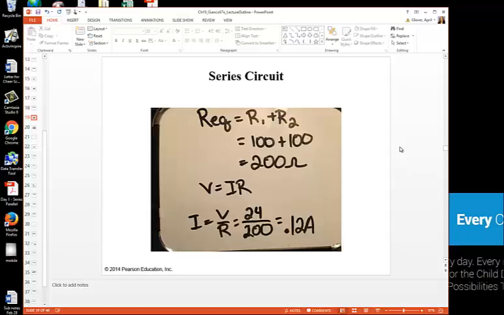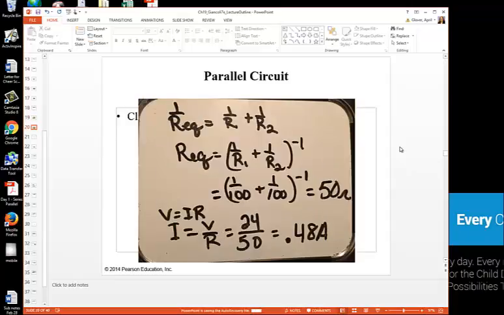Then, for your parallel, you're going to use that other equation. So, College Board gives it to you in that 1 over REQ equals 1 over R1 plus 1 over R2. I don't like that format. I prefer to use it REQ equals 1 over R1 plus 1 over R2, and then inverse it. I just think it makes it easier. It doesn't really matter. It's the same equation. It's just reminding you to take the inverse, which you'll have to do no matter which way you do it. So in this case, you're going to find out that your total resistance is less than the individual resistors.